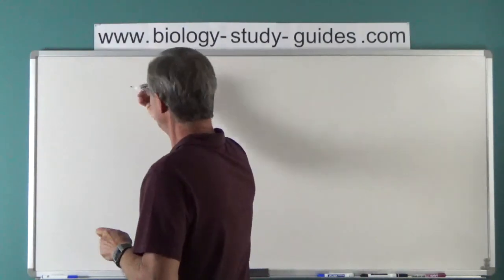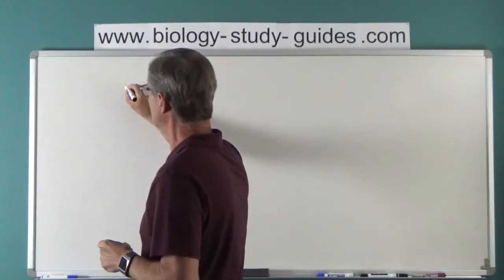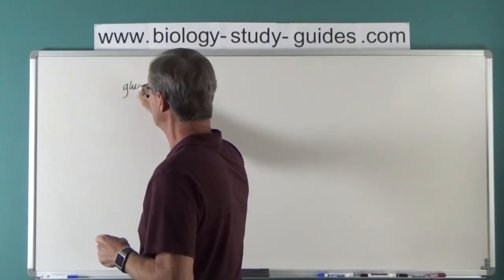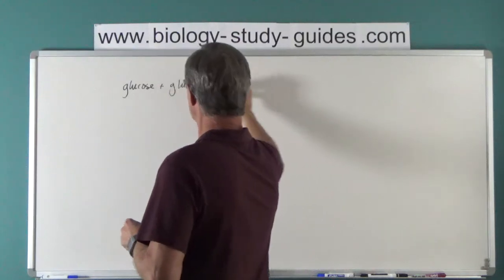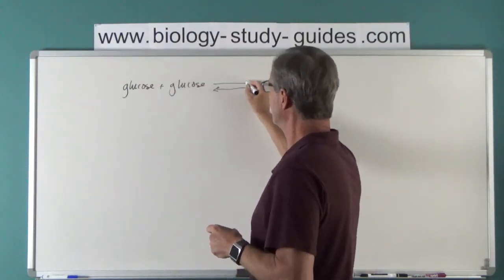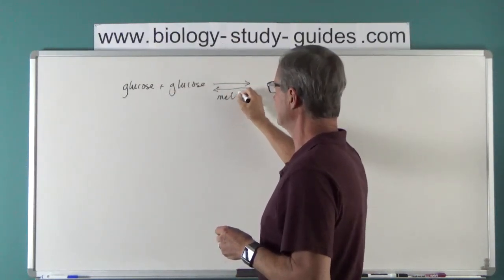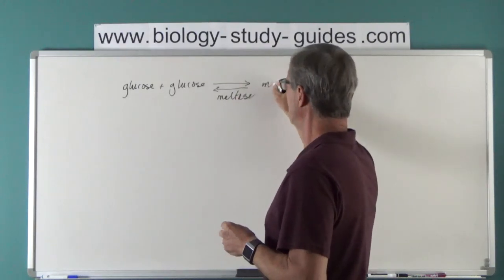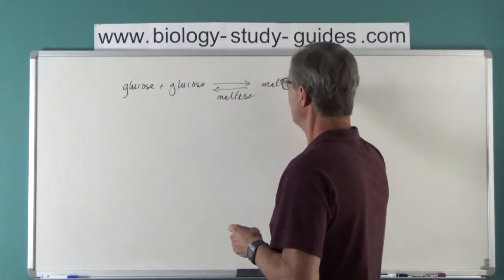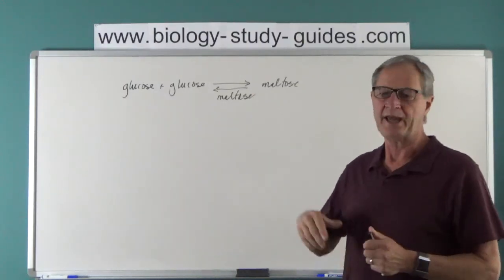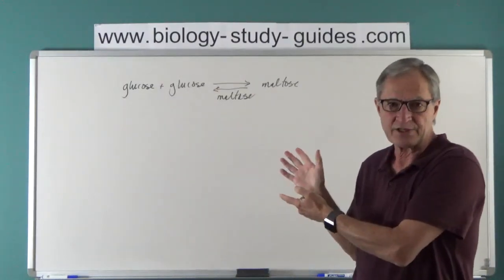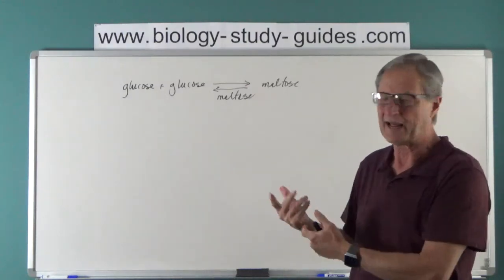So what we've done, if we think about it, we've taken things like glucose and glucose, and we know it's a reversible reaction. The enzyme is maltase, and we make maltose, that sort of thing. That's an isolated reaction. And where that may happen in cells, that's not the only thing that happens in cells.